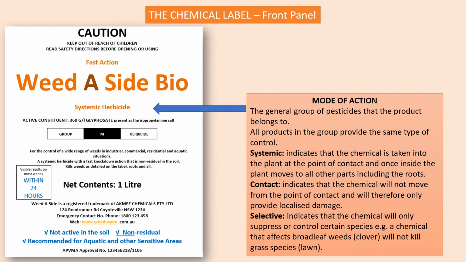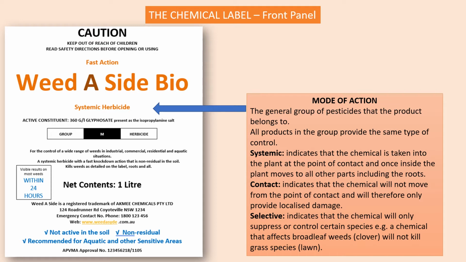The mode of action is the general group of pesticides that the product belongs to. All products in the group provide the same type of control. With a systemic chemical, this indicates that the chemical is taken into the plant at the point of contact and once inside the plant moves to all other parts of the plant, including the roots.